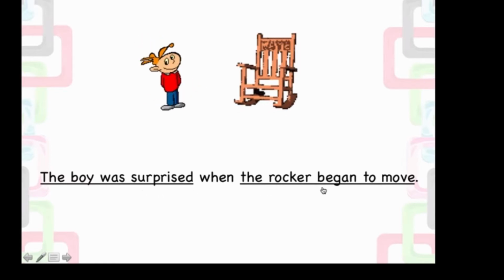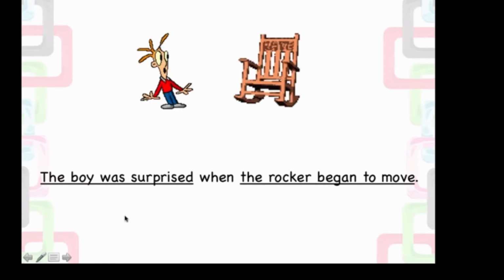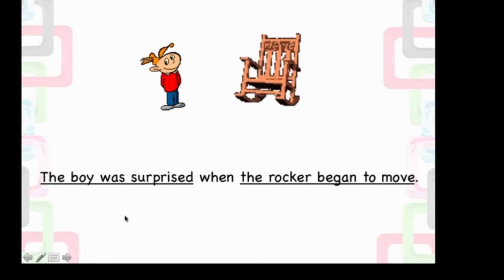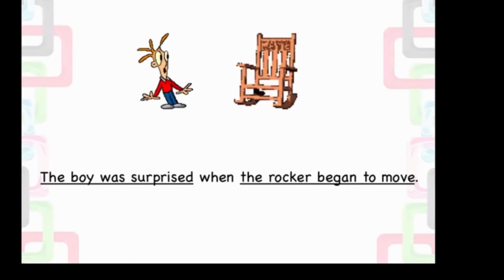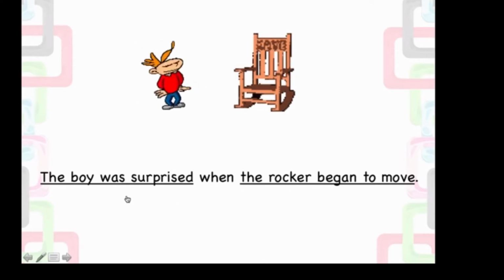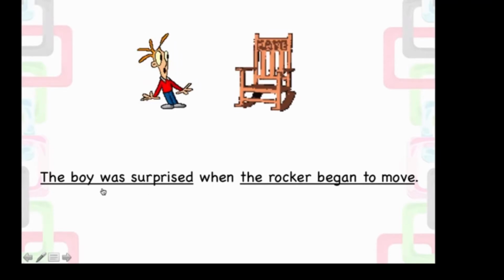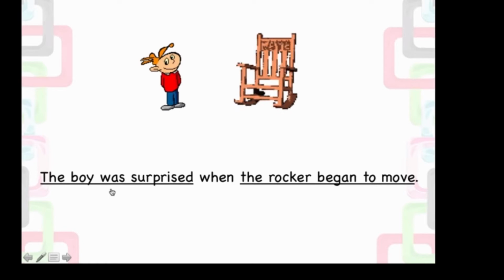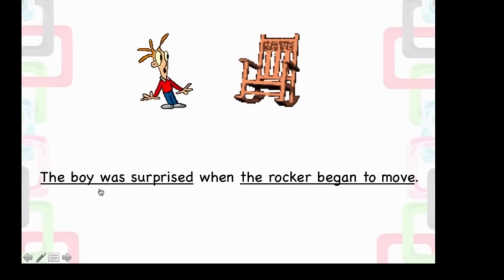I'd be a little worried. So I want you to tell me, what's the effect in this situation? What happens? Okay, so go ahead and try and pick your effect now. Okay, this one was really tricky actually. The effect is that the boy was surprised. Why? Because the rocker begins to move. So that was a pretty tricky one. If you got it, great job to you.